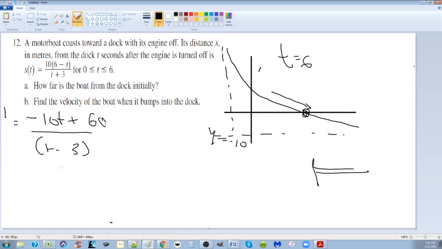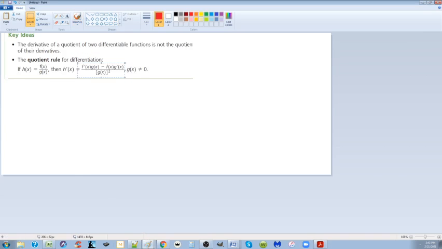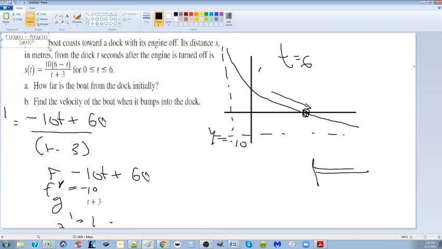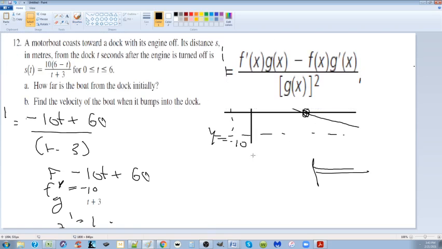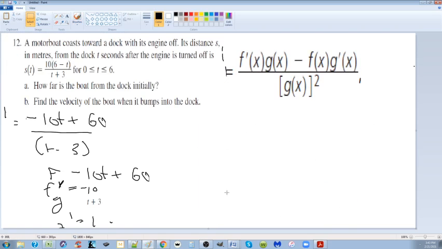And I'm going to make my f of x equal to this, and my g of x equal to that. So my f prime is going to be equal to minus 10, that part there, and my g prime is just 1, that part there. That's going to make putting it in the quotient equation pretty easy, although I didn't need the minus 60. And this was just a visual to understand what's going on.